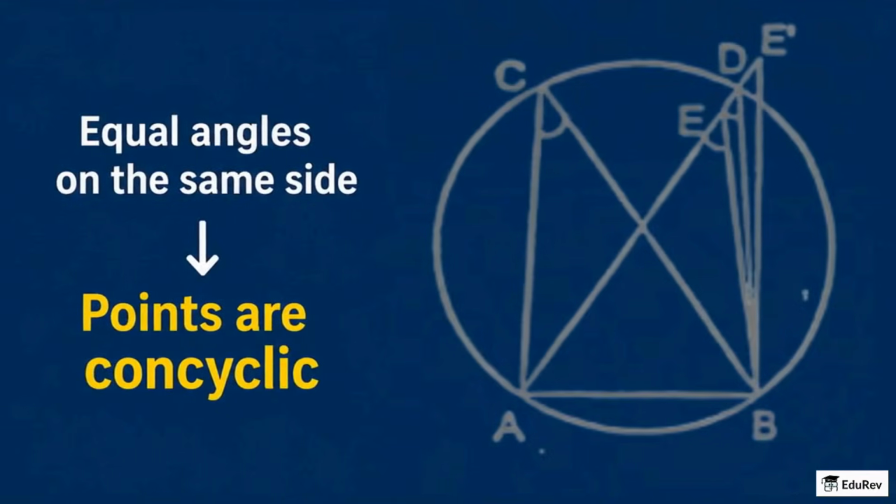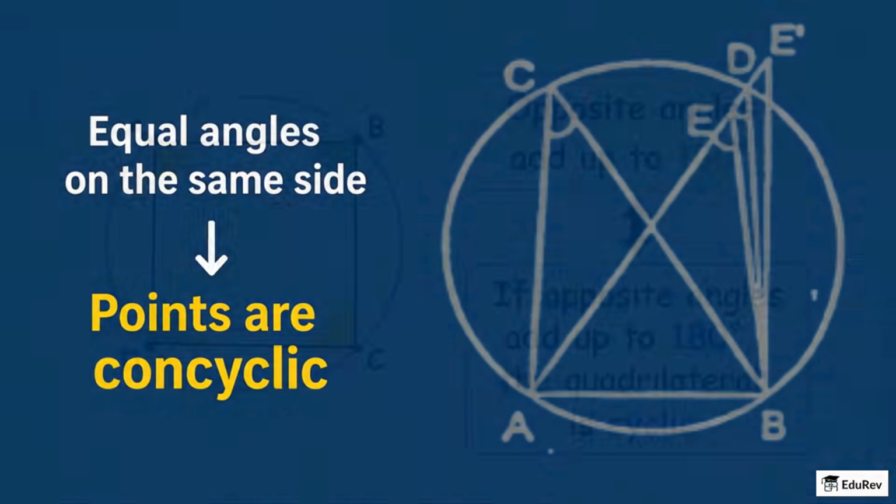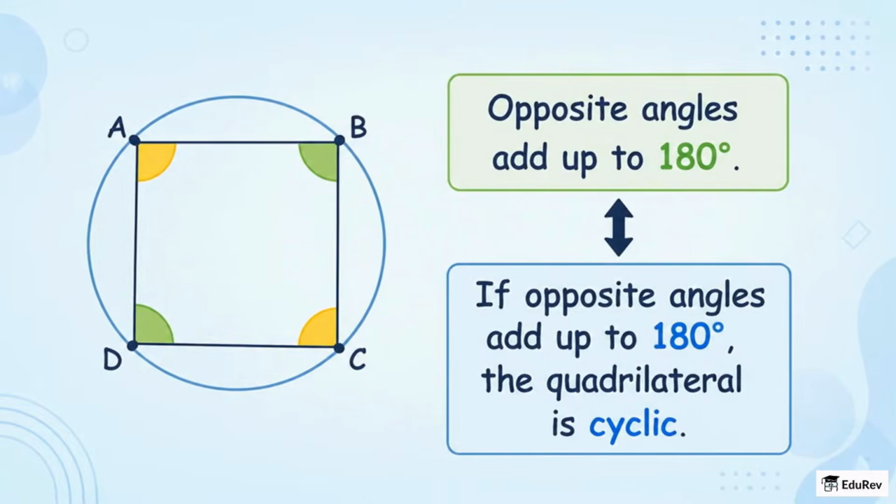If a segment AB makes equal angles at points C and D on the same side, then A, B, C, and D lie on one circle. They are concyclic. In a cyclic quadrilateral, opposite angles add up to 180 degrees, and the converse is true too. If opposite angles add to 180, the quadrilateral is cyclic.